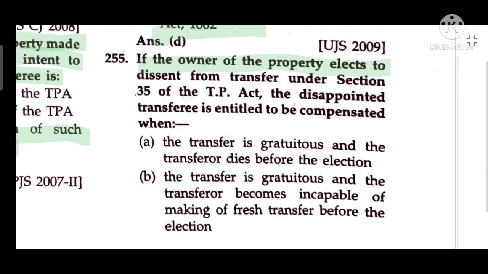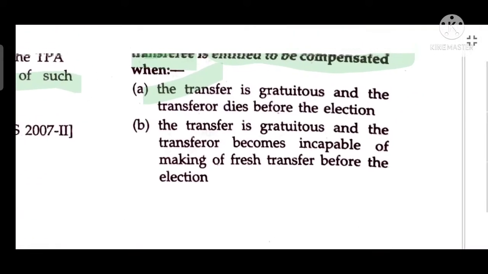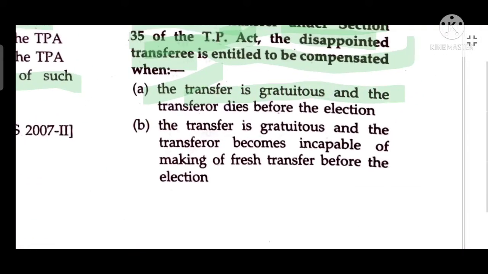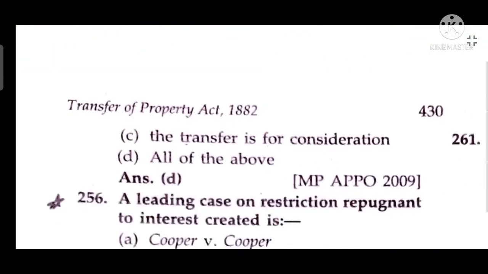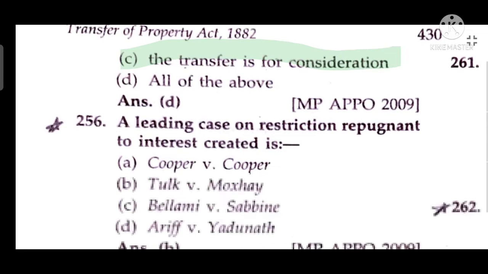If the owner of the property elects to dissent from the transfer under Section 35 of the TP Act, the disappointed transferee is entitled to compensation when the transfer is gratuitous and the transferor dies before the election, or the transfer is gratuitous and the transferor became incapable of making a fresh transfer before the election. The transfer is for consideration.